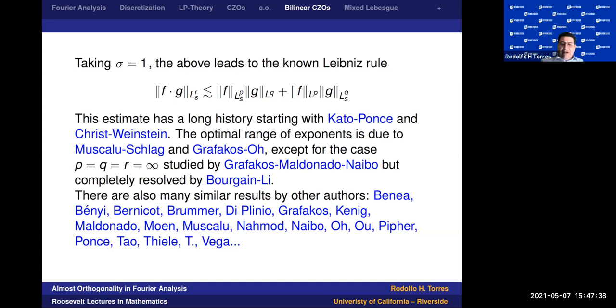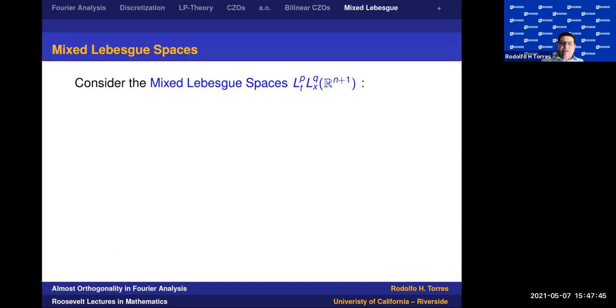I'm sure I missed some, and there is a lot of literature in this regard with many subgroups of these individuals, so I won't have a chance to talk about it. But I want to do this in the context of mixed Lebesgue spaces.